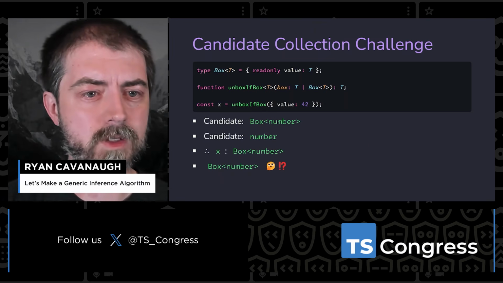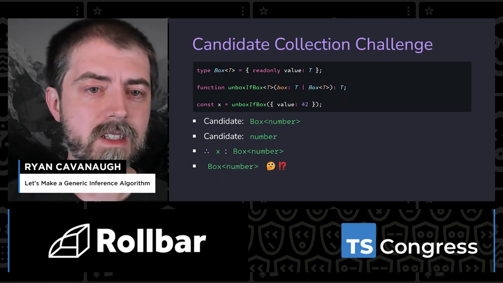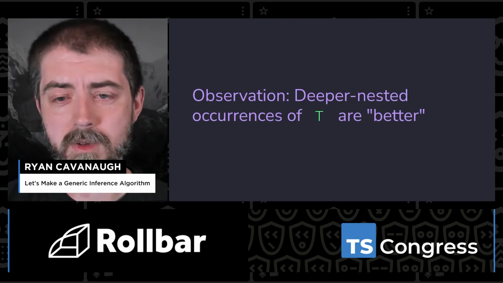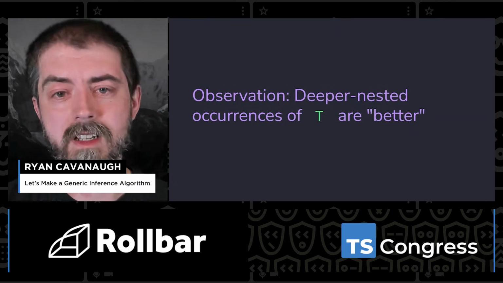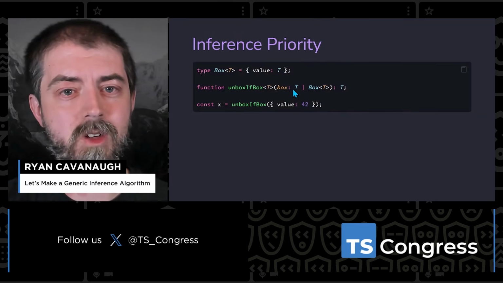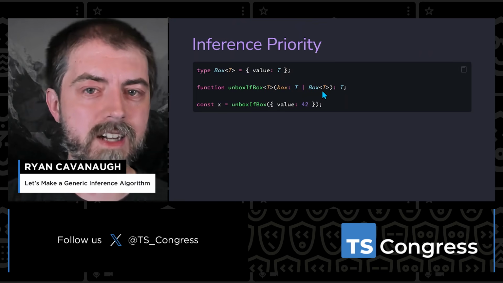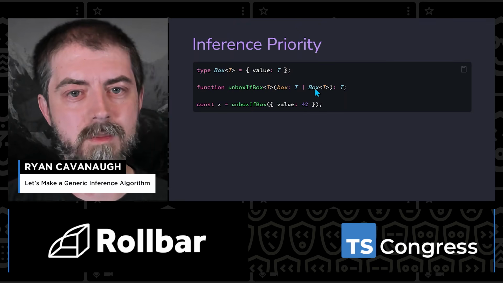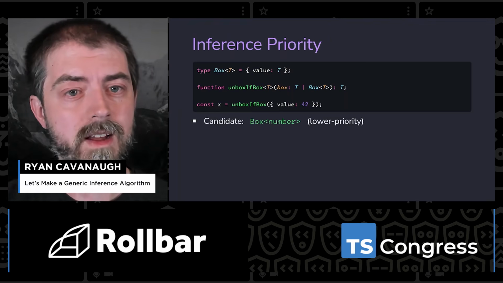So if you just stare at the candidates, you can't really figure out what to do. You need other information about how you got those candidates. And you have to make an observation, which is that the candidates that you collect from a deeper nested occurrence of T are always going to be better than the ones that appear at a high level. The worst case of a type inference you can make is just this standalone T, and Box of T is better than that. It means that you matched something more specific because these things lined up. And you should always prefer this T over that T if they both exist.